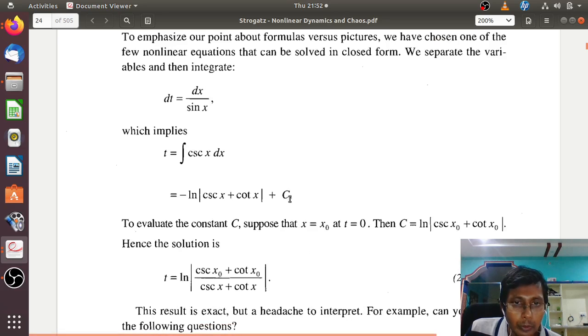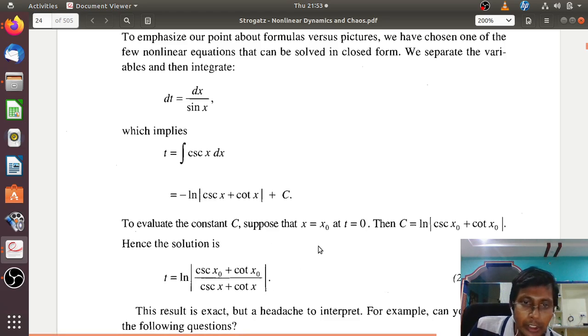Here c is based on the initial condition. Let's say the initial condition is x equal to x naught at t equal to t naught. If I impose that condition, I get c equal to ln of the absolute value of cosecant x naught plus cot x naught. Then finally if I put that c, which I have obtained, over here, I will get t equal to this expression.